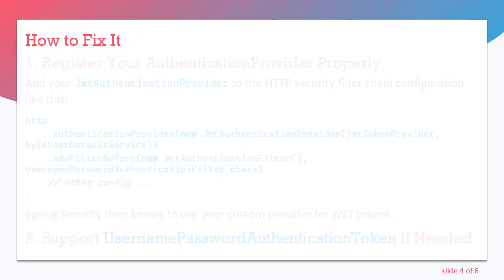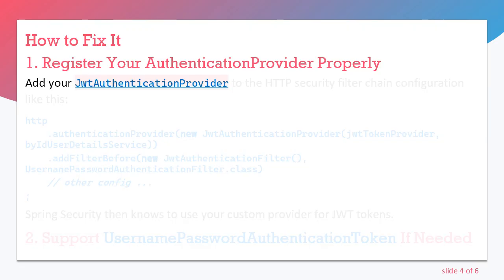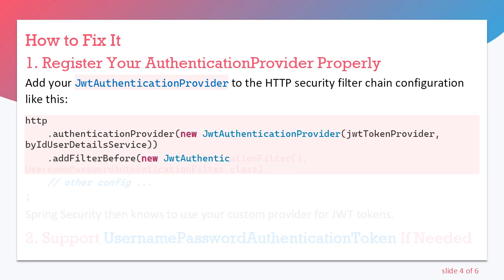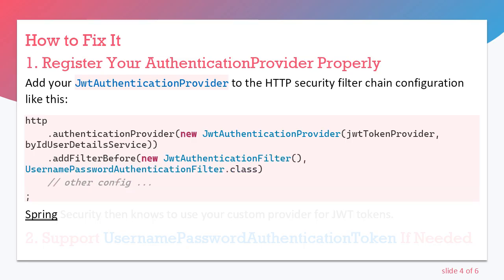How to fix it? One. Register your authentication provider properly. Add your JWT authentication provider to the HTTP security filter chain configuration like this. Spring Security then knows to use your custom provider for JWT tokens.